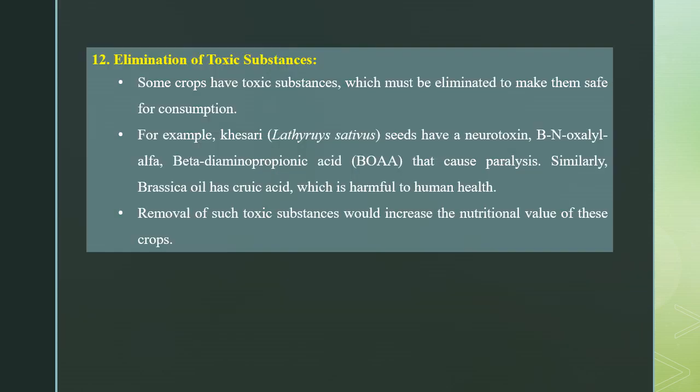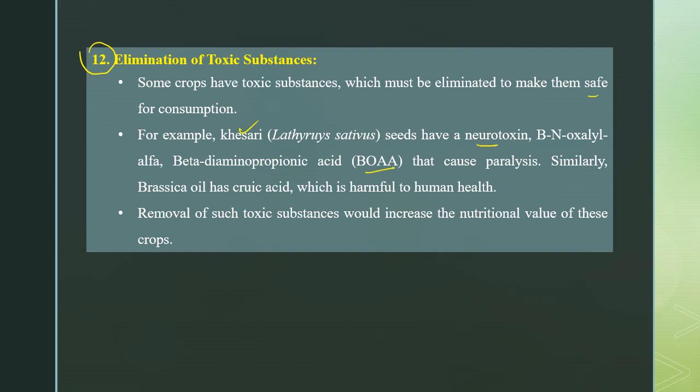After that, we can eliminate toxic substances. It is one of the major objectives in our breeding program. These toxic substances often reduce the value of the crop, and if we can eliminate them, it will be safe for our consumption. Like in the case of khesari, the one important thing is BOAA.